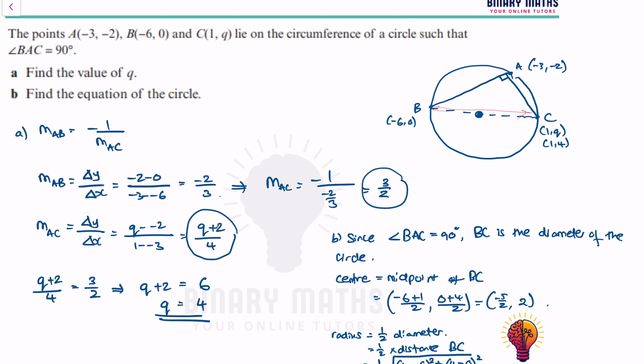So if I want to write the equation of my circle, I get x plus 5/2 squared plus y minus 2 squared is equal to half root 65 squared. And if I want to simplify this further, I get x plus 5/2 squared plus y minus 2 squared is equal to 65/4. And that would be the equation of my circle.